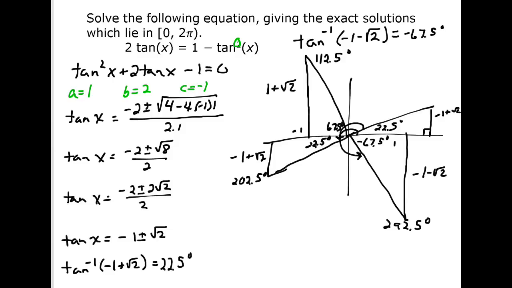If you convert those to radians, you'll get pi over 8, 5 pi over 8, 9 pi over 8, and 13 pi over 8. So this was a kind of tricky problem because we had to use the tangent inverse function. These weren't answers that are from triangles that we've memorized.